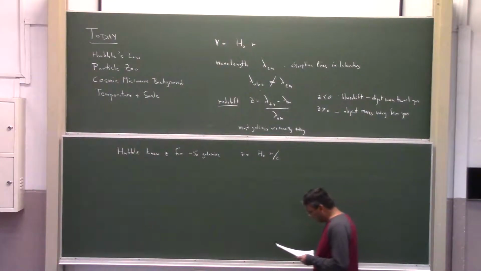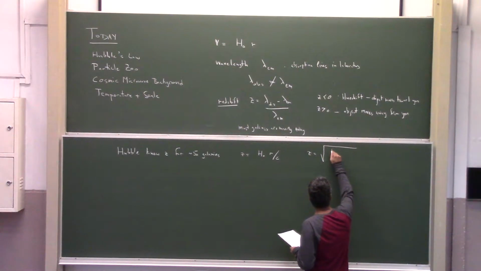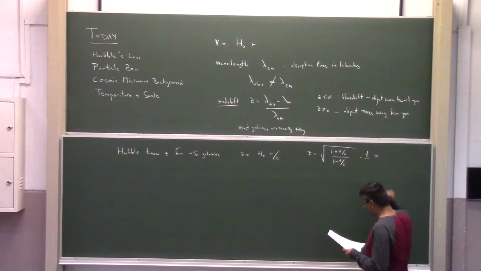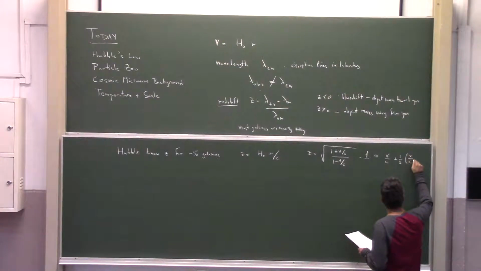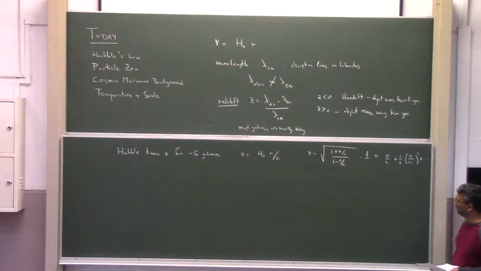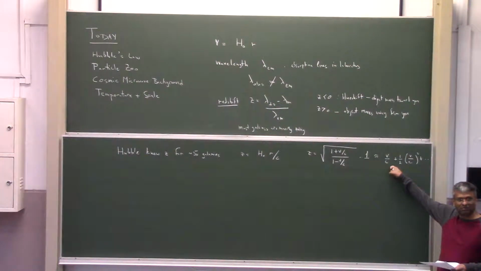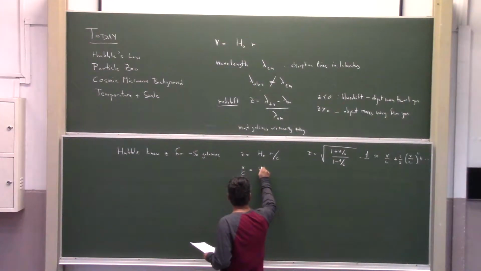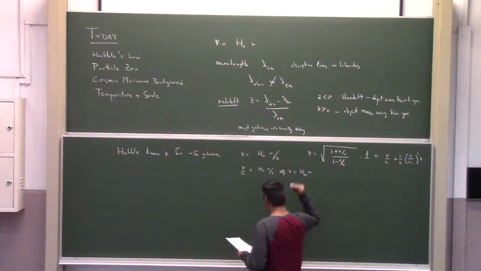So z, the redshift, the relativistic expression of the redshift is this expression here. And this is about v over c. So if you expand it, you get this expression here. So z is itself approximately v over c. So plugging this in, we get v over c is H0 r over c, or v is H0 r.